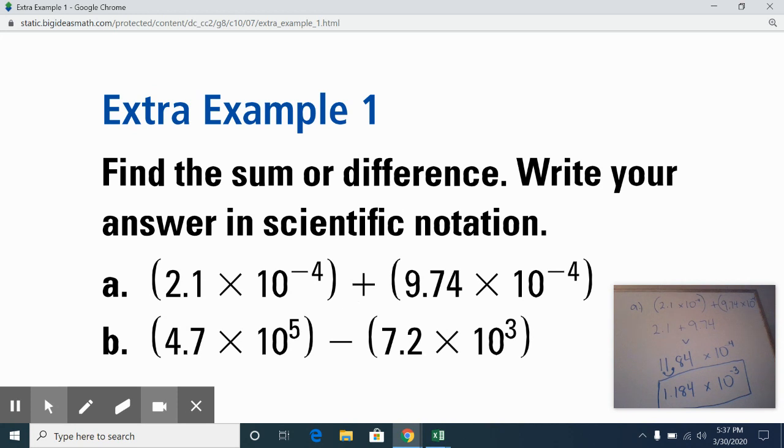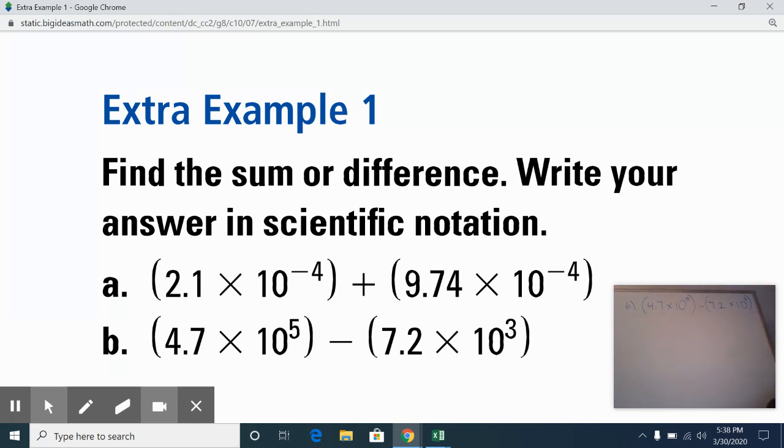All right, which I think is a little easier just based upon the fact that we already had the same exponents for our 10s. All right, problem B is a little different. Okay, problem B says 4.7 times 10 to the 5th. I'm subtracting 7.2 times 10 to the 3rd.